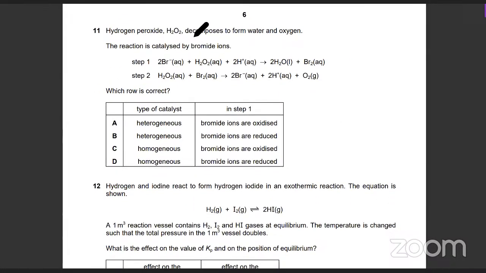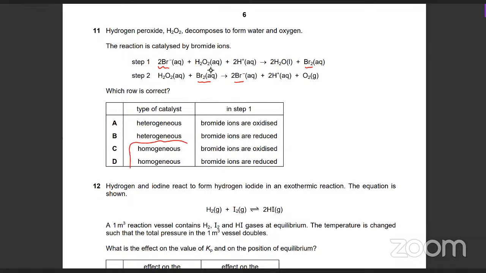Next one is saying that there's H2O2 that decomposes to form water and oxygen, and Br-1 ions are catalyst. So Br-1 reacts and turns into Br2, and the Br2 then converts back into Br-1 in the second reaction. So what type of catalyst is this? Homogeneous or heterogeneous? Okay, that's homogeneous because it's the same state. All of them are aqueous.